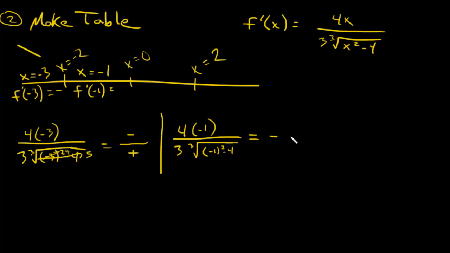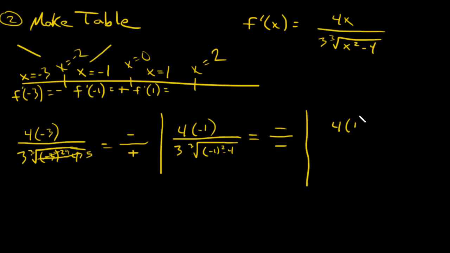So this is going to be a negative on the bottom. And 4 times -1 is a negative on top. Negative divided by negative is a positive, which means that this behavior is increasing. Okay? Now I need a test value for between 0 and 2. I'll do +1 for that. So f prime of +1 is equal to, well, here we go, do another one.